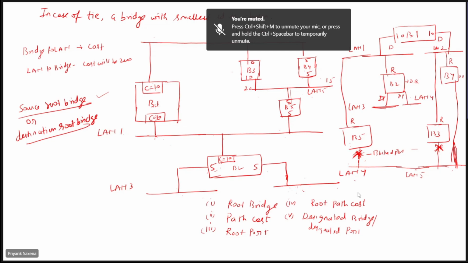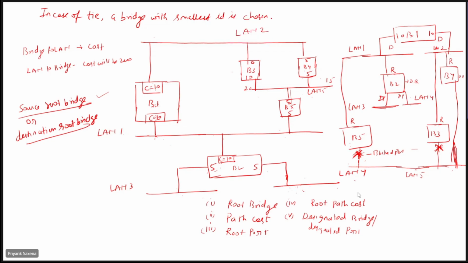Root port: all the ports of the bridge which are towards the root bridge are called root ports. So they are marked as root ports. Are you following? This is the bridge B5. This port of the bridge B5 interconnects it with the root bridge, so this will be called a root port. This port of the bridge connects it with the root bridge, so this will be called a root port.